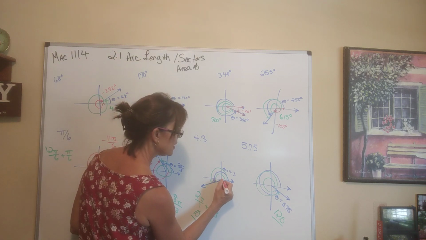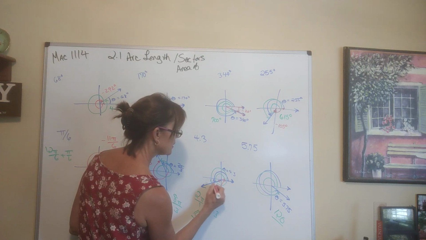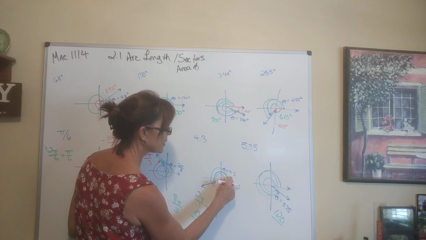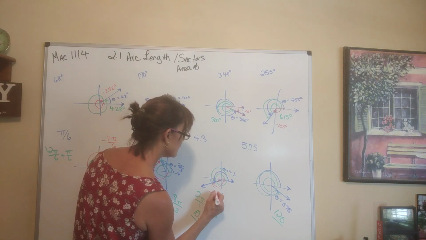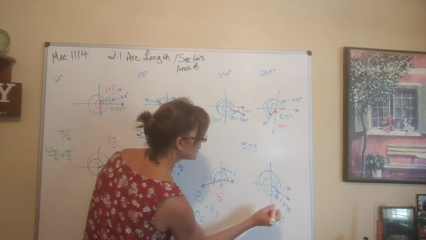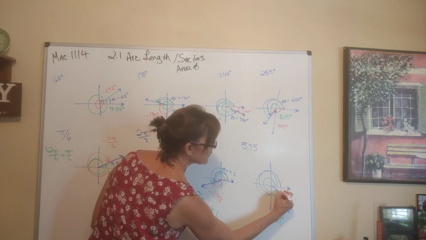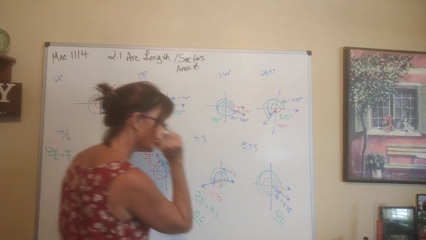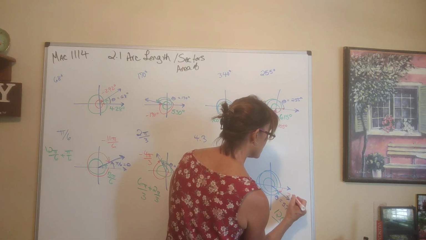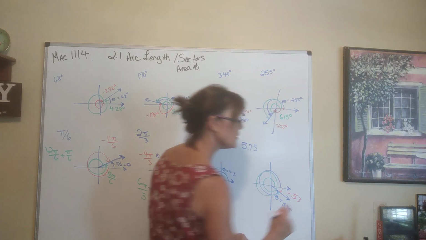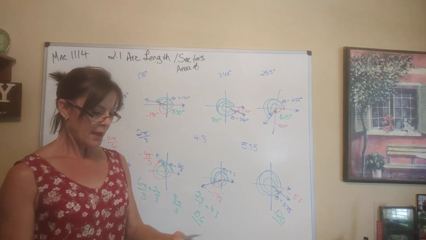If we start here and we go backwards to here, we take 4.3 minus 2 pi, and that gives us about negative 1.98. If we start here and we go here, we take 5.75 minus 2 pi, we get negative 0.53. So those are coterminal angles.